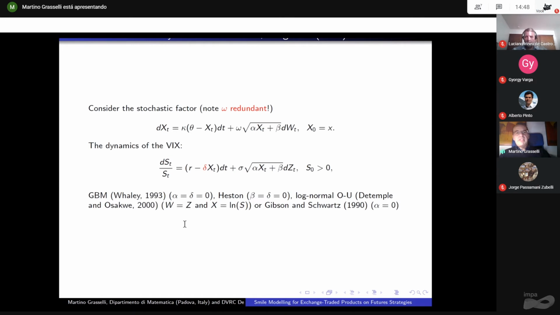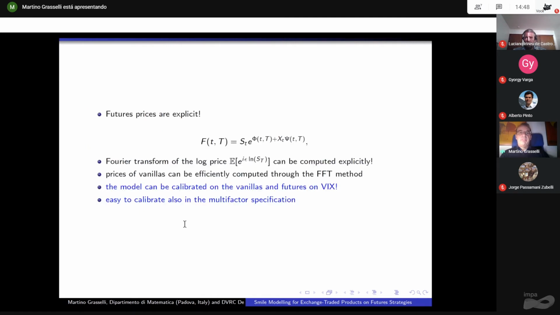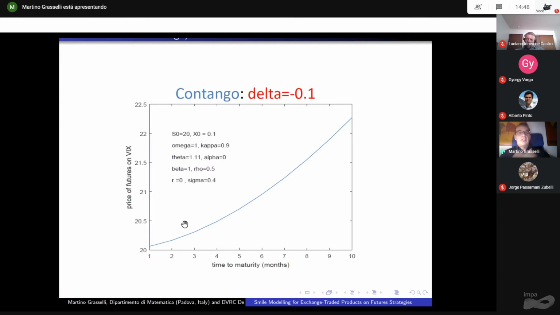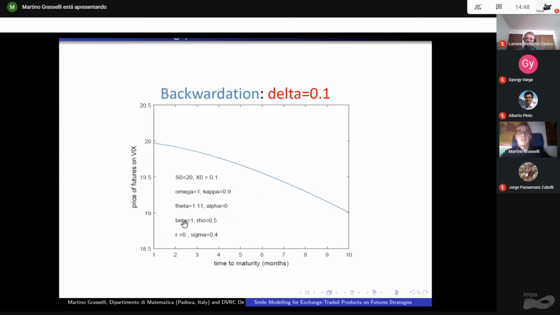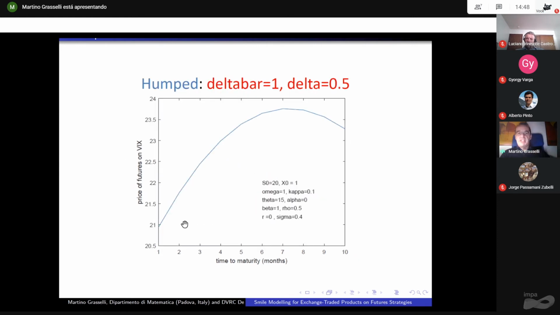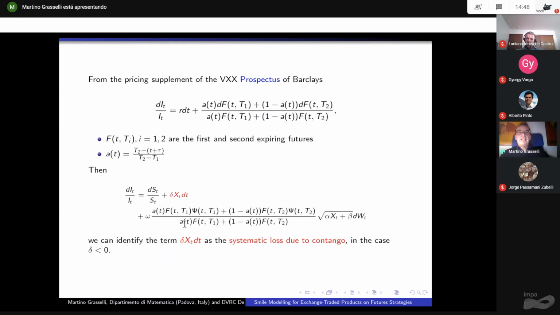So the idea is that, okay, we have an affine framework in order to describe the VIX. With this affine framework, of course, it is very simple to find out explicitly the closed form expression for the futures on the VIX. So we are able to find explicitly, modulo Fourier transform, Fourier inversion, the prices on options on the VIX. And we can represent easily all the stylized effects in this market, because we are able to reproduce contango, backwardation, also humped behavior of the VIX futures, no problems on that. And we can recover the dynamics of the VX6 in terms of the dynamics of this affine process as well.